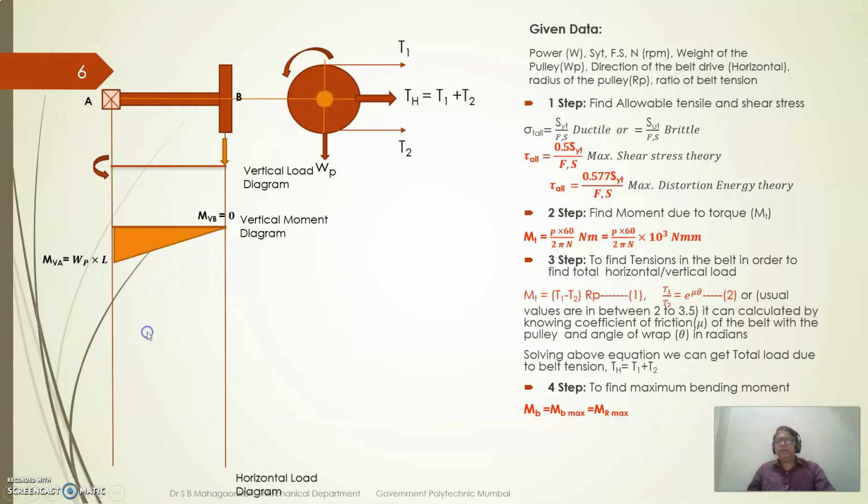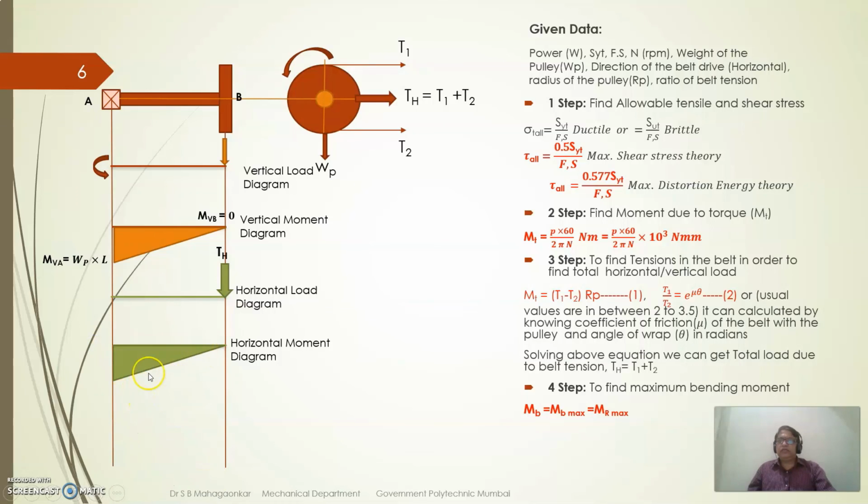And this is MVB, the horizontal load diagram. For the horizontal load, you have to consider only horizontal loads. So what is the total load? TH, which is the horizontal load. We take it at the point B. So that point B I had taken. And once again, after taking this, you know L is the length. So then I can draw the horizontal moment diagram. So MHA is equal to TH into L. You can get the horizontal moment.